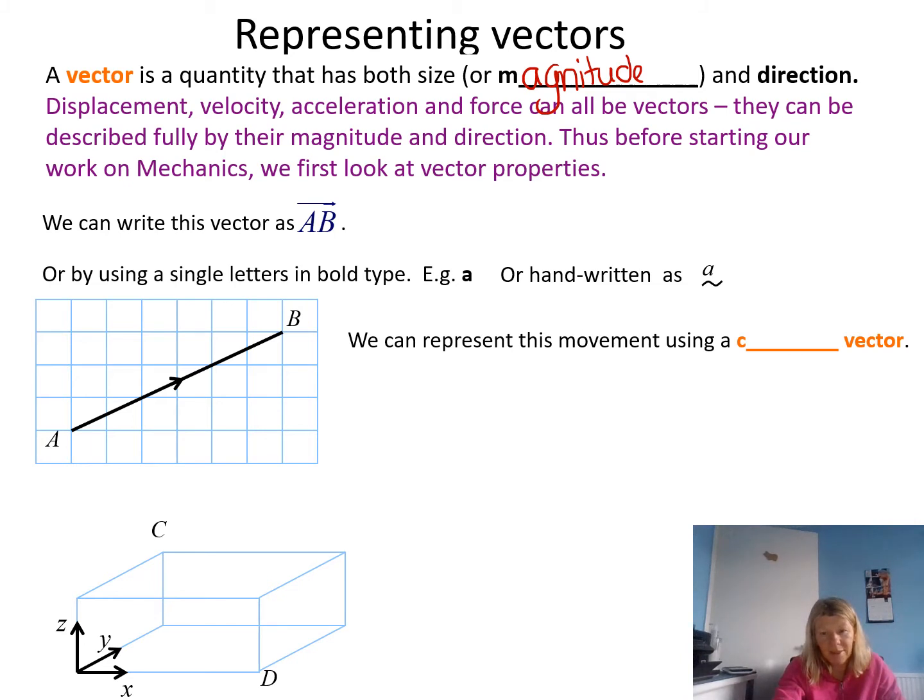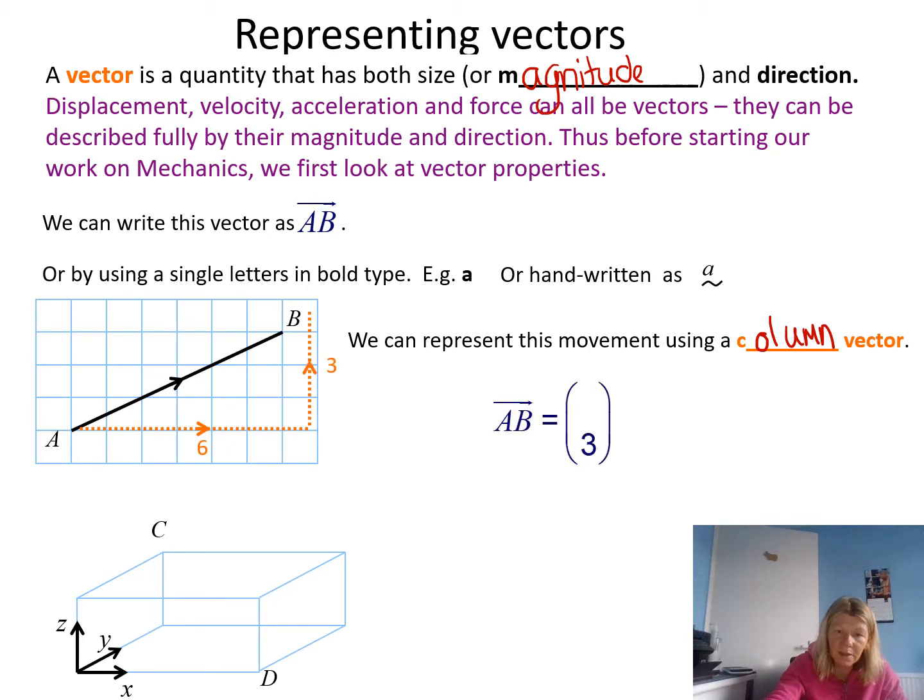We can represent this movement using what's called a column vector. In this instance, those pictures aren't quite right, but it's basically 6 along and 3 up. The orange bit's a bit wrong. So we write 6 along, and that represents the 3 up.